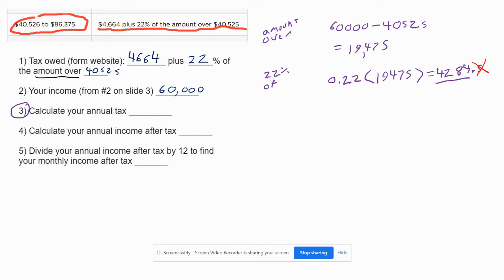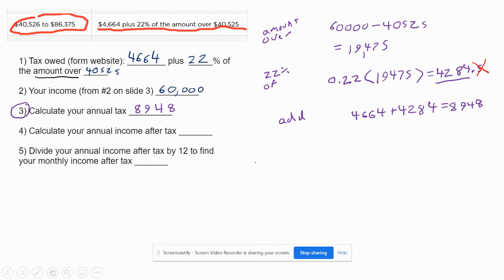Then it's 4,664 plus that. I'm going to add those two together, 4,664 plus 4,284, and I get 8,948. And that is the total taxes that I'm going to owe. That is my annual tax, my yearly tax.